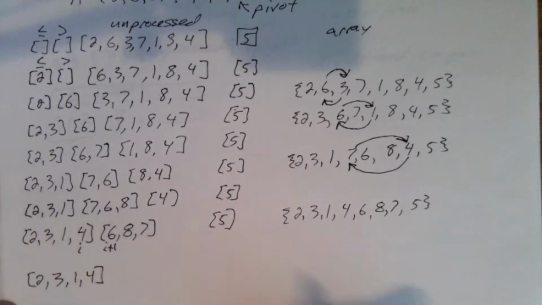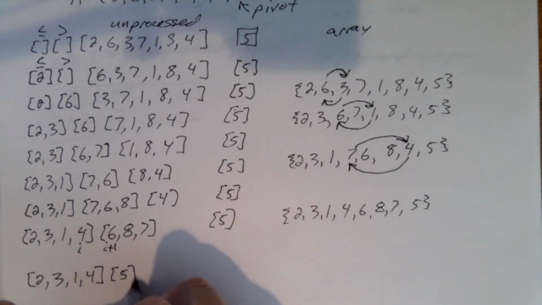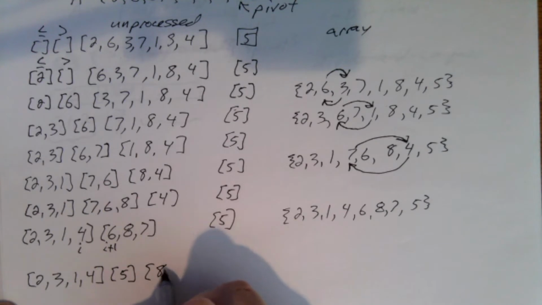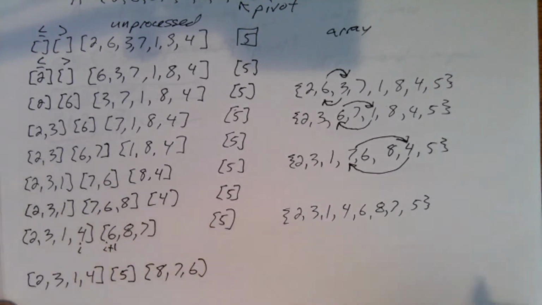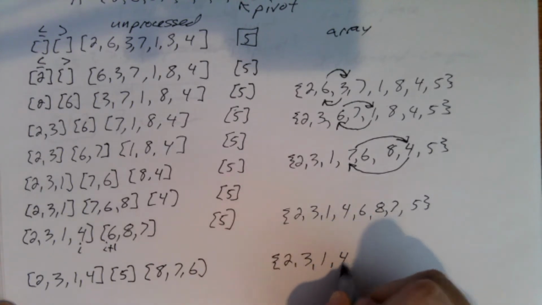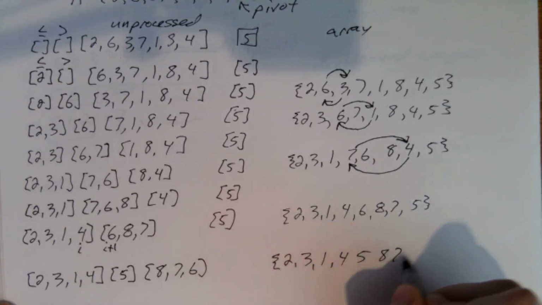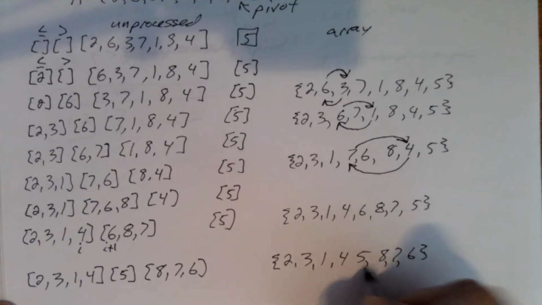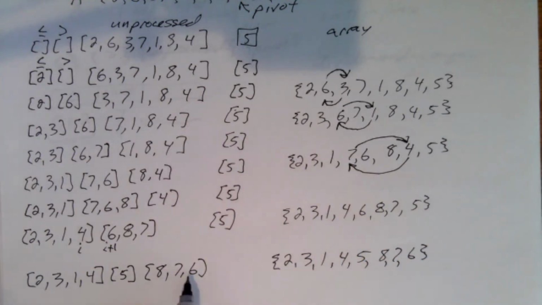So this is I plus 1 in terms of indices, swap these, which means that we will have 2, 3, 1, 4. Then we'll have the pivot. Then we would have 8, 7, 6. And so our final array at this point is 2, 3, 1, 4, 5, 8, 7, 6. Right there, which is what we have here.